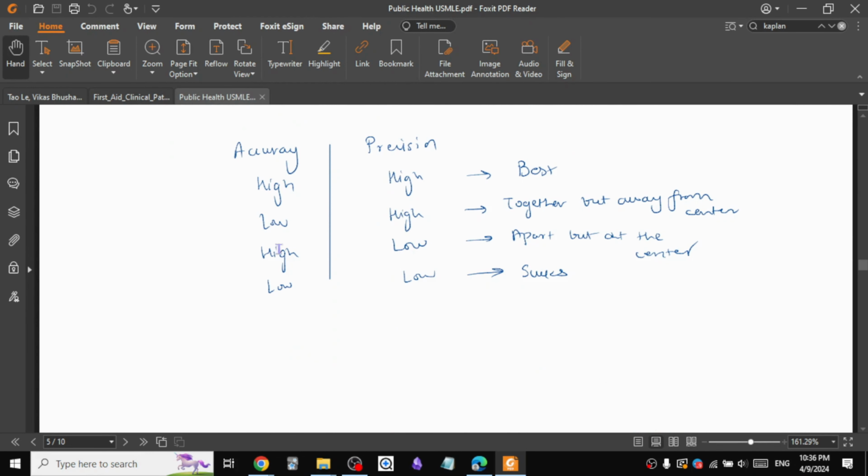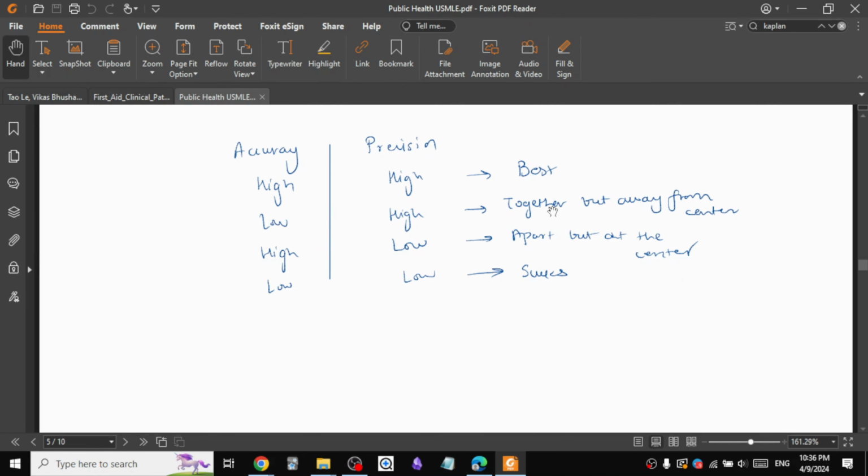So there are 4 possible scenarios. Again, I've tried to break it down as easily as possible. Accuracy is high, precision is high. This is the best possible outcome. Any test which has high accuracy, I can trust it. But can I trust it all the time? If the precision is high, great. Accuracy is low, but precision is high. So I'm not close to the center. I'm off center, but I'm grouped together.